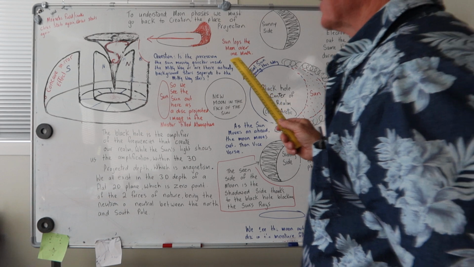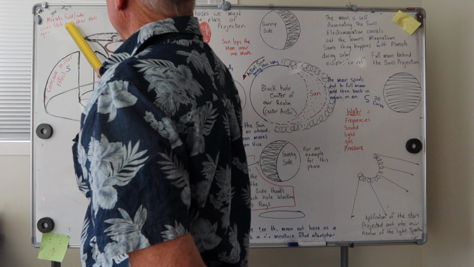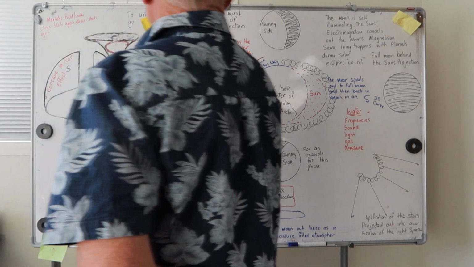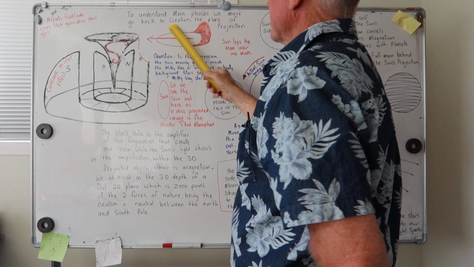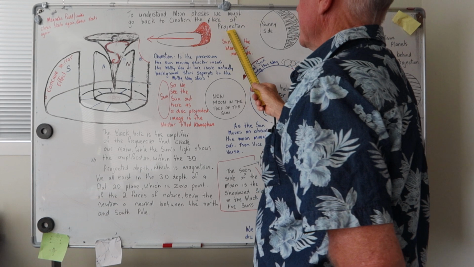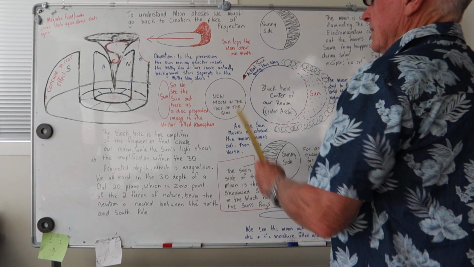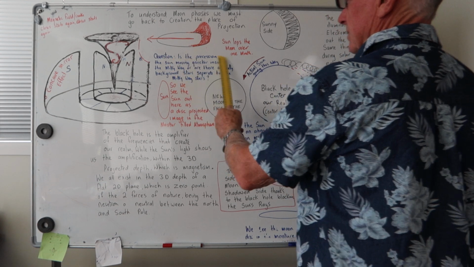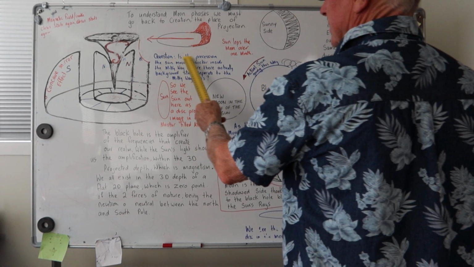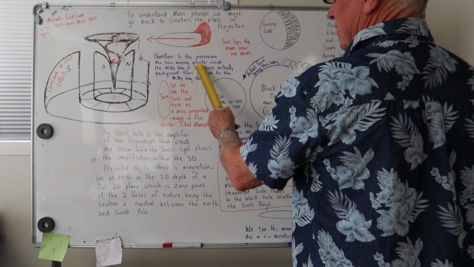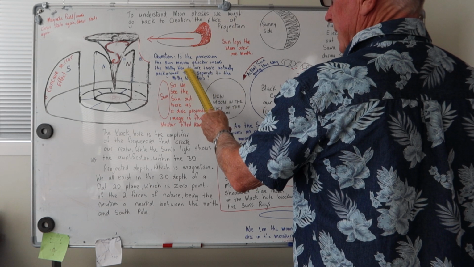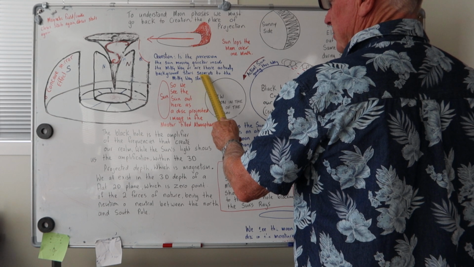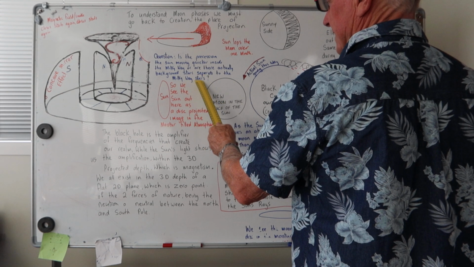So let's go over a few things here, eh? Magnetic field, the snake. That was in another video. To understand moon phases, we must go back to creation, the place of projection. The sun laps the moon over 1 month. Question. Well, this is sort of related. Question. Is the precession of the sun moving quicker inside the Milky Way, or are there actually background stars separated to the Milky Way stars?